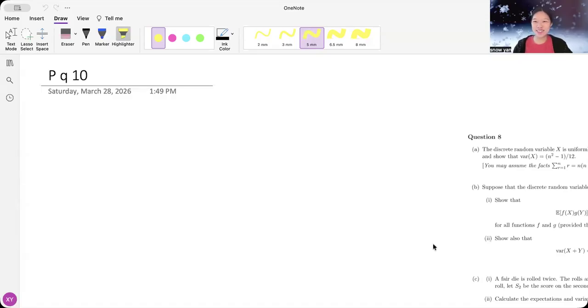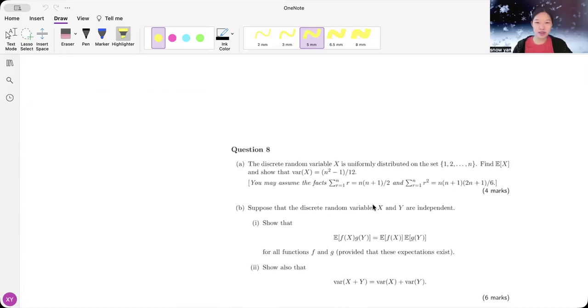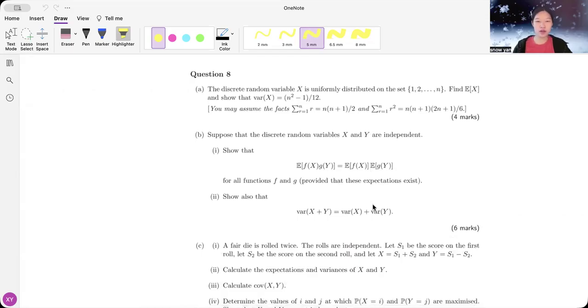Hello, this is a question I did for probability from a couple of days ago. I can't remember when, but now I'm recording the video. For part A, I got most of the questions right, but I'm going to go over what Gemini said as its answer and then go over my answers, kind of compare it.